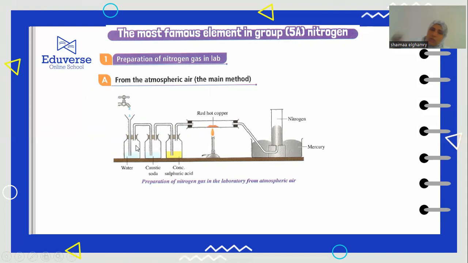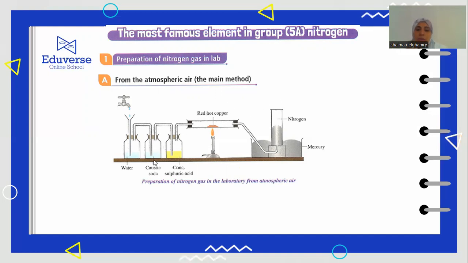Air is a mixture of what? Of carbon dioxide, of water vapor, and of nitrogen. The first method is to pass air on caustic potash, then on concentrated sulfuric acid, then by heating to remove oxygen. So finally, nitrogen is collected.